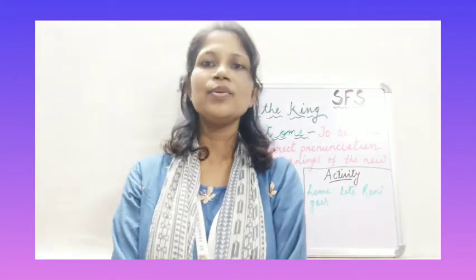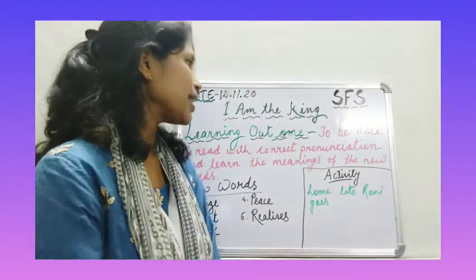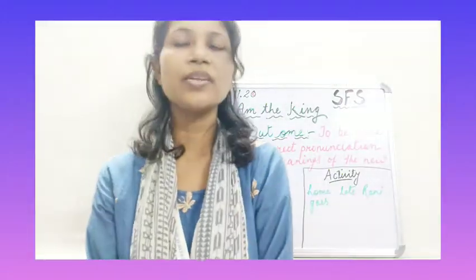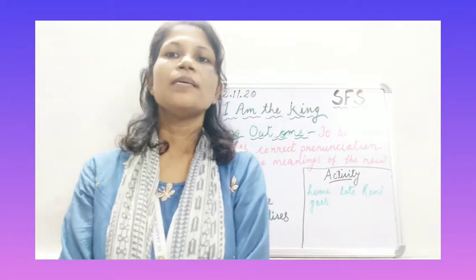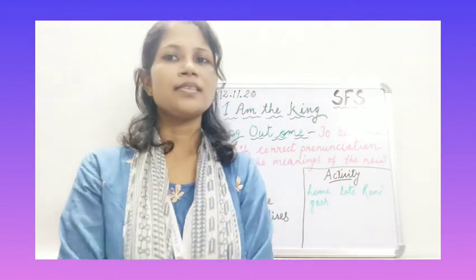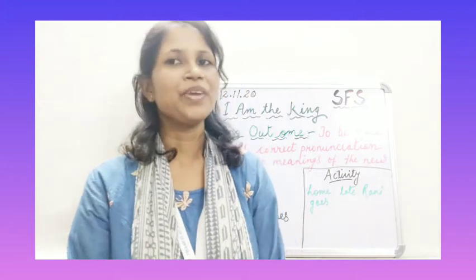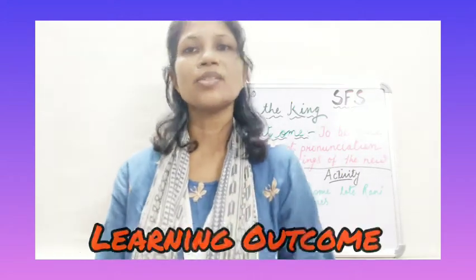Alright, so today in this class we are going to start a new lesson, and the name of the lesson is I Am the King. This lesson was actually included in the part 1 book of the English textbook, but it was left to be done in class. But now, as it is included in our PT2 syllabus, we are going to do this today. So what is the learning outcome of today's class?